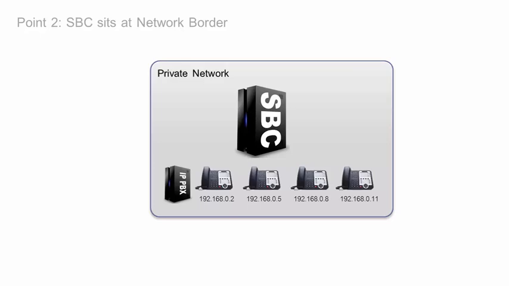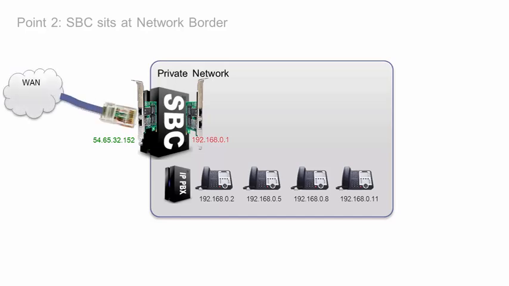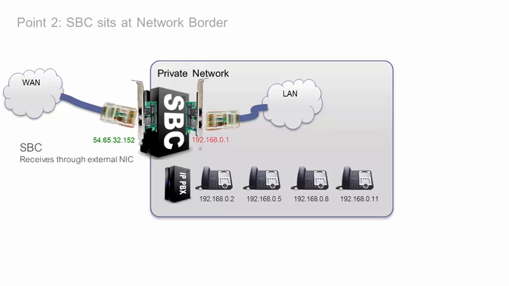Point 2. Session Border Controllers sit literally at the network edge. They'll probably have multiple network interface cards, each with their own IP addresses. One externally facing with a public IP connecting to the wider network, and the other internally facing with a private IP connecting to the private internal network. It's literally the border between these two networks. Traffic comes in through the external NIC, is processed by the SBC, and sent internally through the internal NIC.